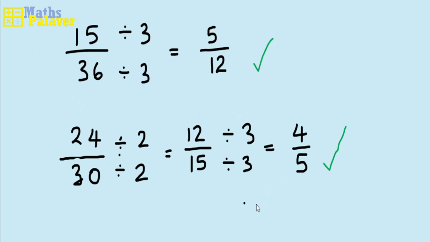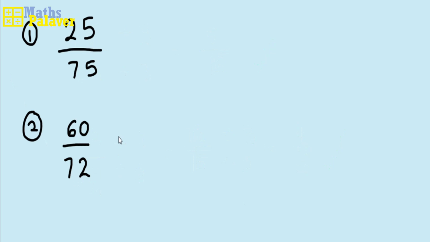Of course, this would have been quicker if I had divided 24 and 30 by 6. The bigger the common factor you use, the quicker your job. But it doesn't really matter. You can start with small numbers. Have a go on these 2 questions. Let's see how quickly you can simplify them.